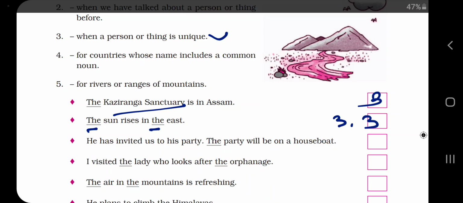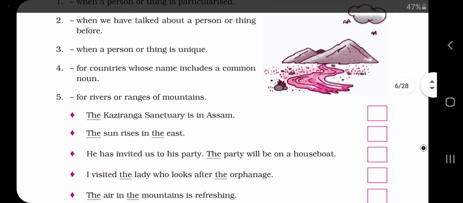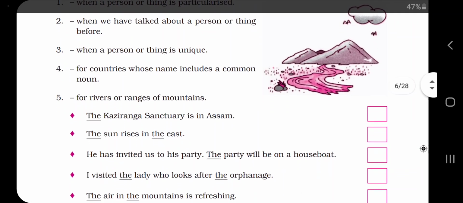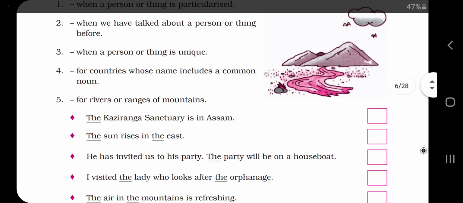He has invited us to the party. The party will be on a houseboat. Now what is there? A person or a thing is particular. He has invited us to the party. So this will be the party, when we are discussing the same thing twice. So this will be what? Second one. This was 3 and this was 3 and 3 and this is 2.